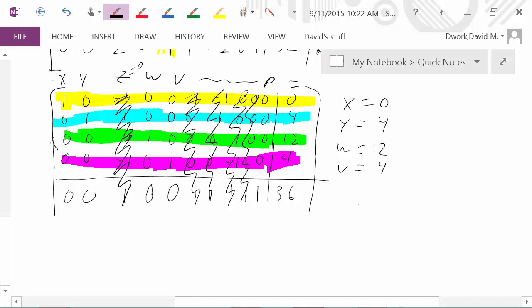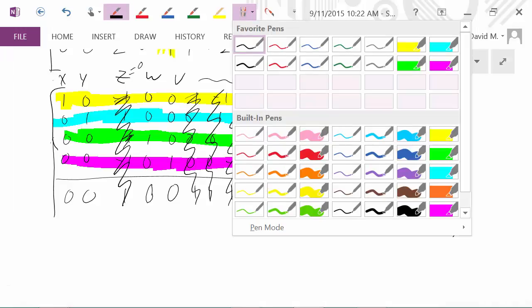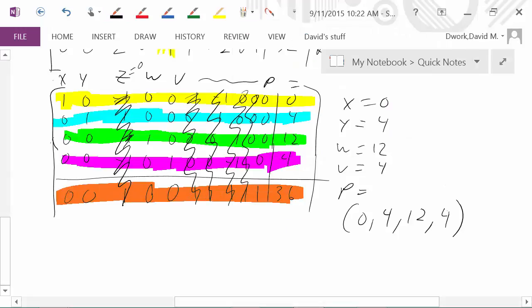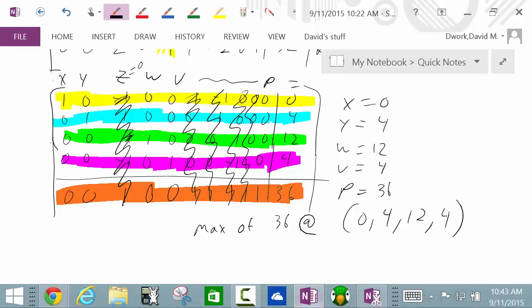So therefore we have the answer of 0, 4, 12, 4, and we have our solution to this system. Oh, and then I almost forgot. P, the objective, the whole goal of this thing. Down here, what is P showing us? P equals 36. So what is this? The original problem said find the max. So what we know is we have a max of 36 at 0, 4, 12, 4. Okay, I hope that gave you whatever you needed.